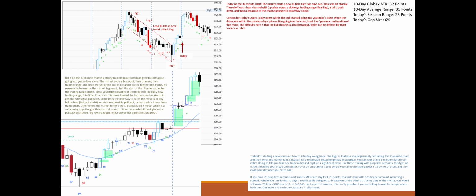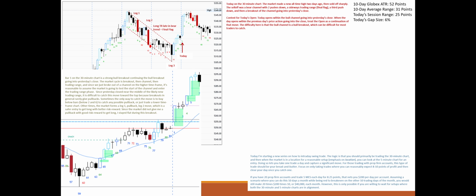Since yesterday closed near the middle of the likely new trading range, it is difficult to catch this move toward the top, because breakouts in general rarely give pullbacks. Sometimes the only way to catch the move is to buy below bars, below 2 and 6, to catch any possible pullback, or just trade a lower time frame chart.